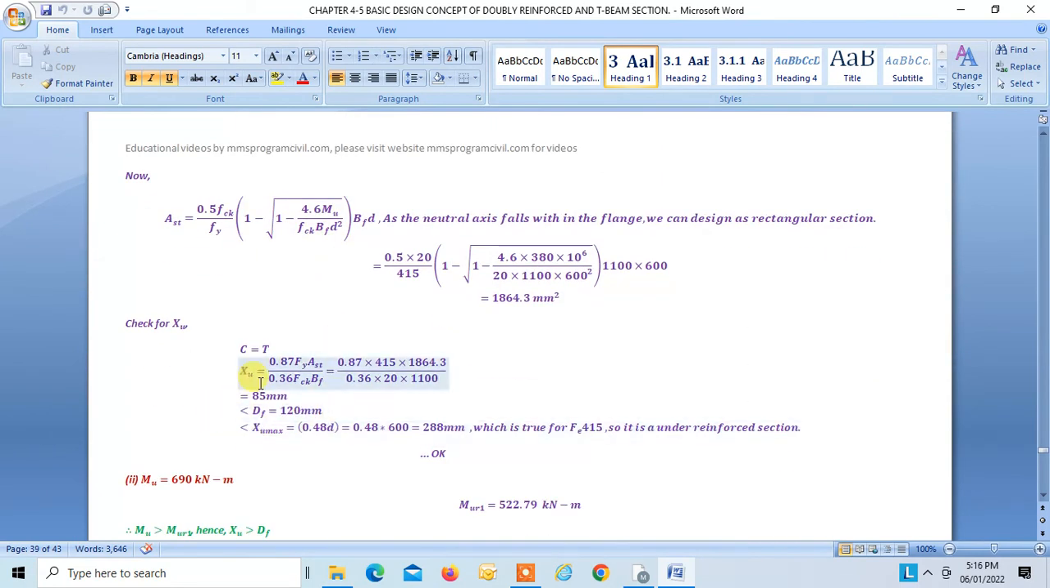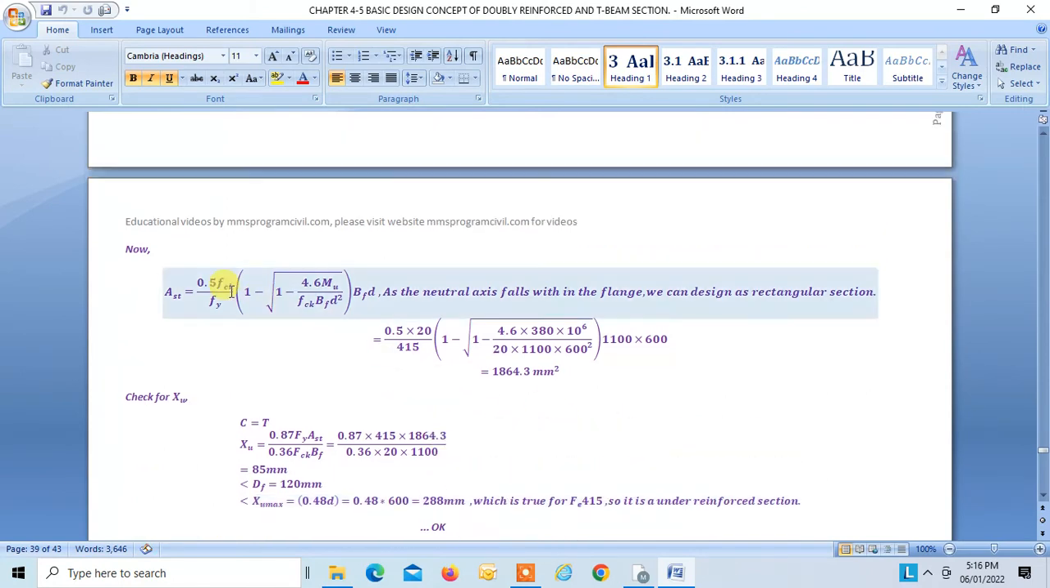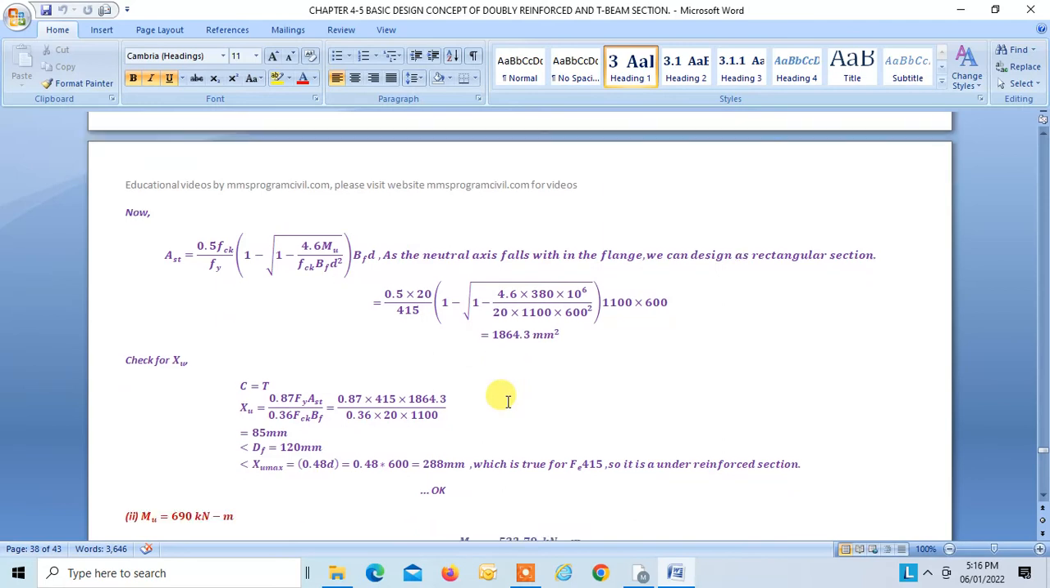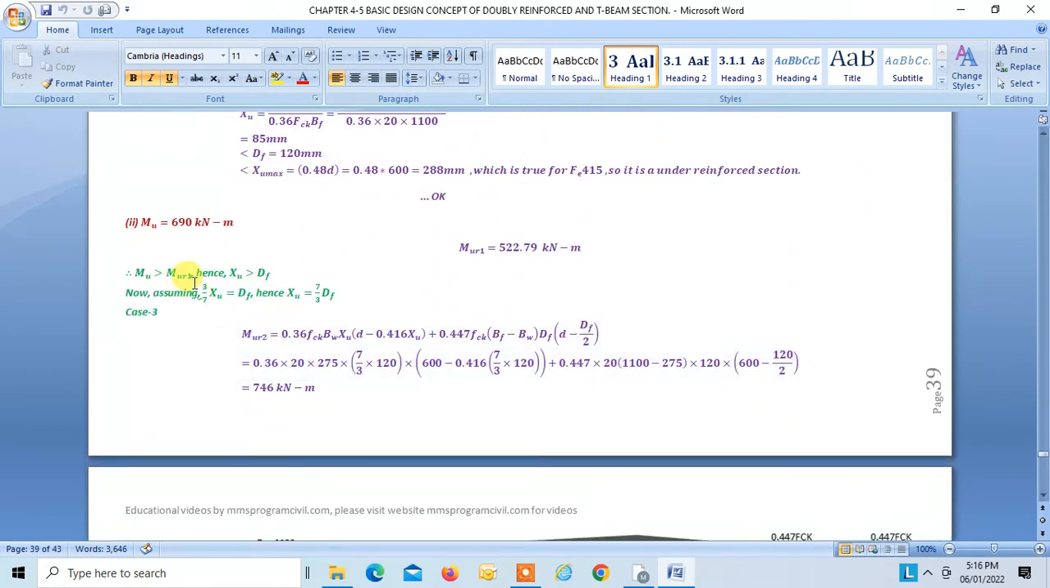Now XU should also be less than XU max. XU max is 0.48D, so that is equal to 288. So the section is under reinforced. As the section is under reinforced, we can use this formula. So the steel which we assumed by using this formula is correct. That is 1864.3 mm square. Now second case, our design moment is 690.